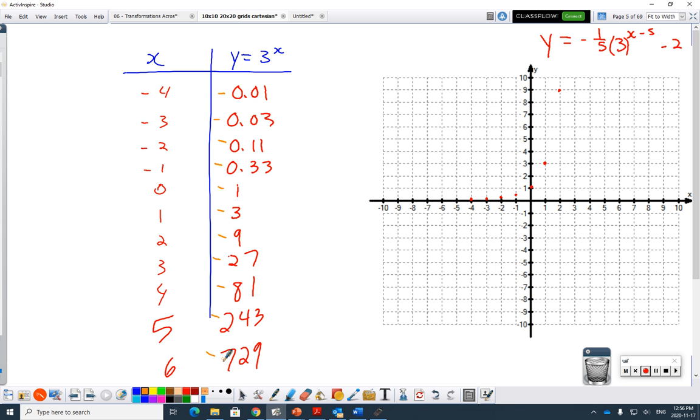Then, vertical compression factor 1/5. What the heck? Okay, so I have to multiply all these by 1/5? Well, yeah. Or you could divide them all by 5. Then you're going to need your calculator on exponential. Now, the thing about exponential, though, is how many of these points do you really, really care about?